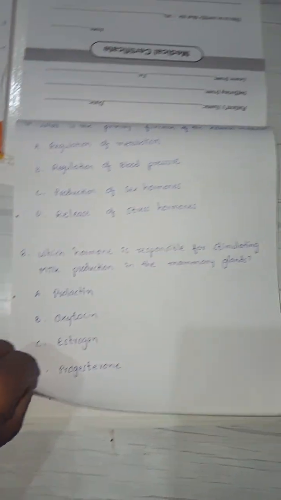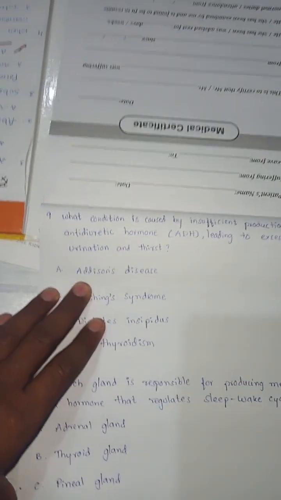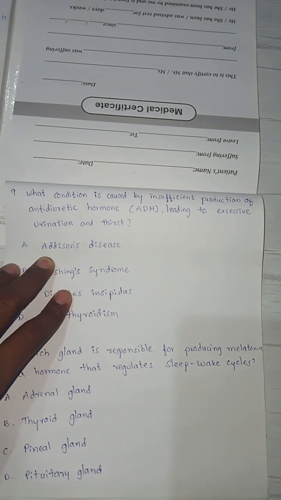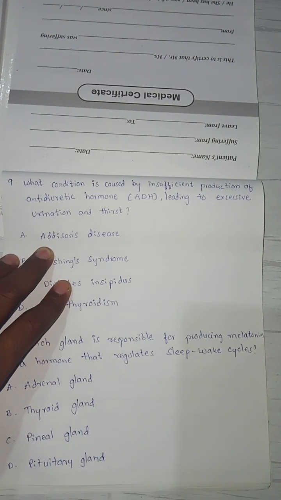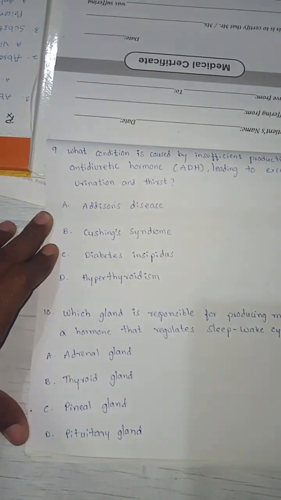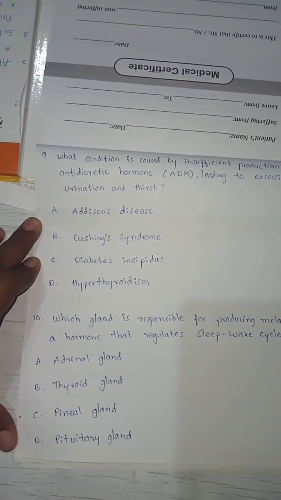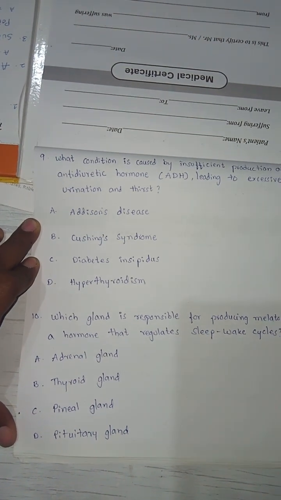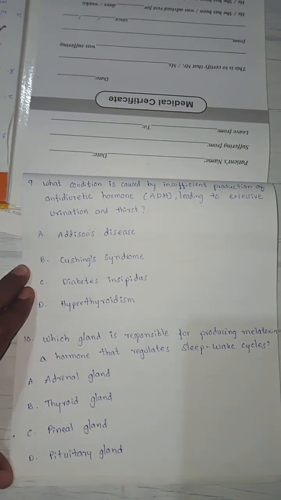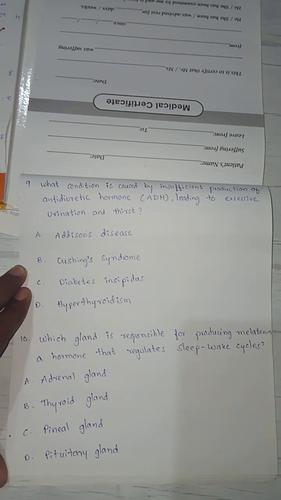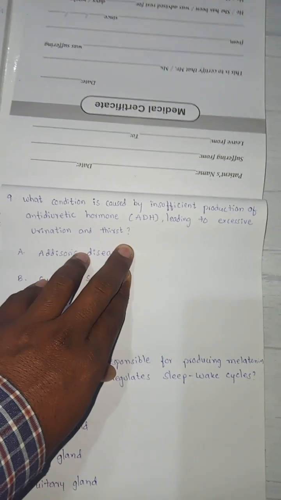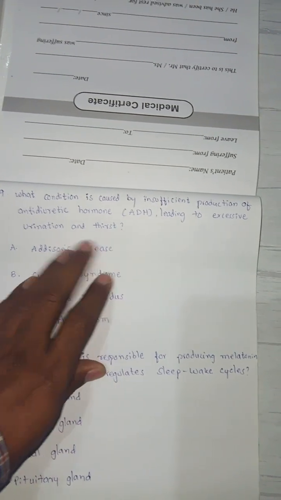And coming to question number 9, what condition is caused by insufficient production of antidiuretic hormone ADH, leading to excessive urination and thirst? Option A, Addison's disease. Option B, Cushing syndrome. Option C, diabetes insipidus. Option D, hyperthyroidism. Our answer is option C, diabetes insipidus. Diabetes insipidus is caused by insufficient production of antidiuretic hormone ADH, leading to excessive urination and thirst.